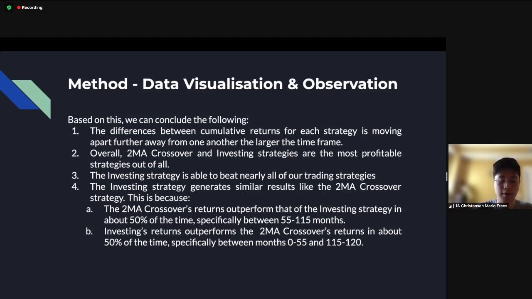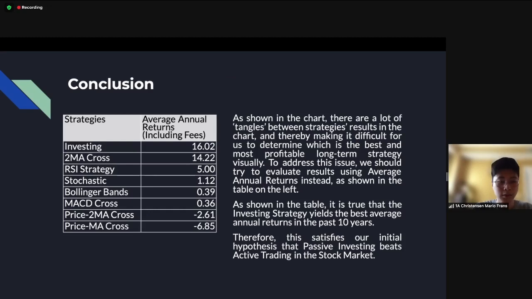So next, to conclude even more, as shown in the chart before, there are a lot of tangles in the strategies chart, and they are making it difficult for us to determine which is the best and most profitable long-term strategy visually. To address this issue, however, we should try to evaluate results using average annual returns instead, as mentioned in the case study before, because the case study uses average annual return to calculate the metrics. So, as shown in the table on the left, we have the calculations for the average annual returns for each of the trading and investing strategies that we're using here.